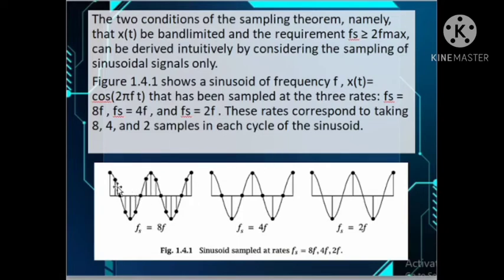So, fs equals 8f: 1, 2, 3, 4, 5, 6, 7, 8 samples per cycle. Then 4f: 1, 2, 3, 4. Then 2f: just 1, 2. So this is the sinusoid sampled at the rates 8f, 4f, and 2f.